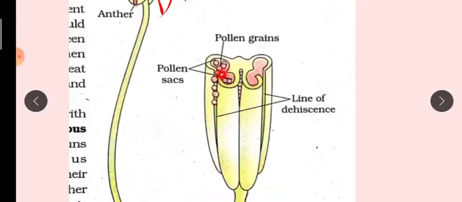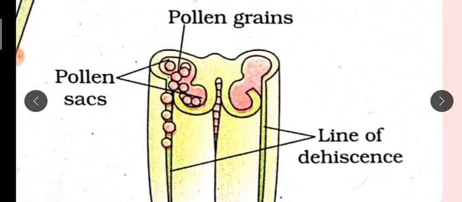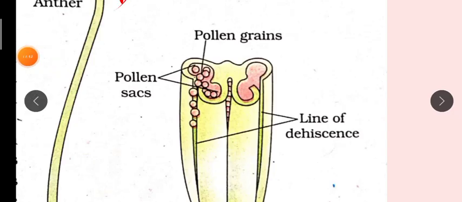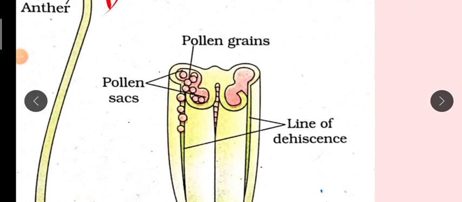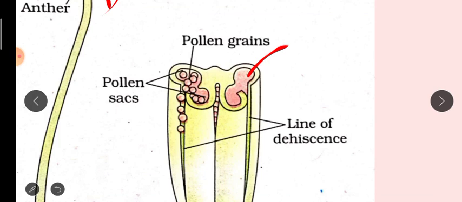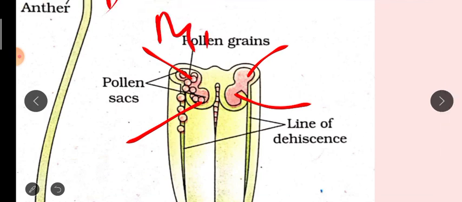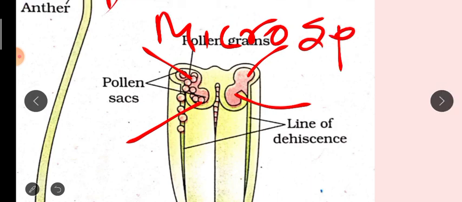That means here you will see 4 different microsporangia in each lobe. Just see in this diagram. These 4 sections which you can see are 4 microsporangia. This is one microsporangium, this is one, this is one, and this is one. These are microsporangia.